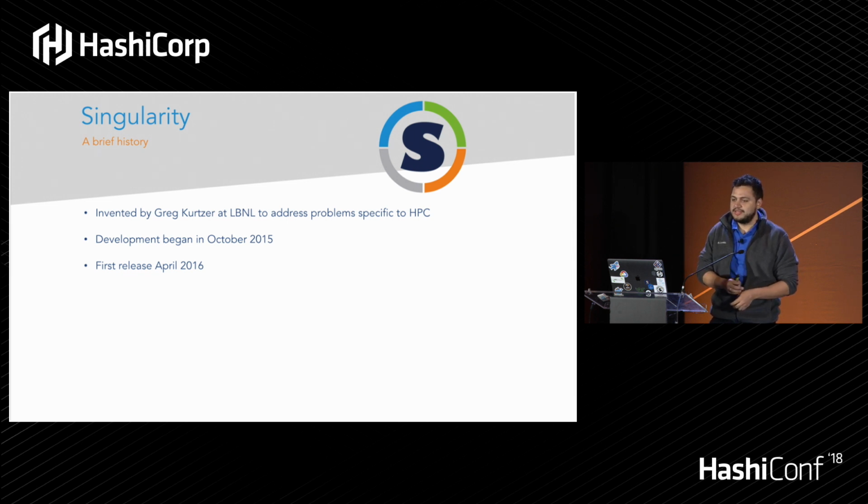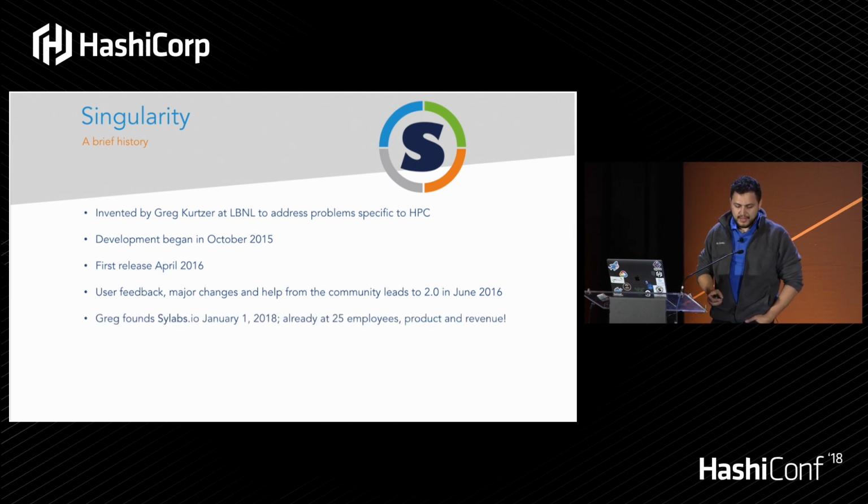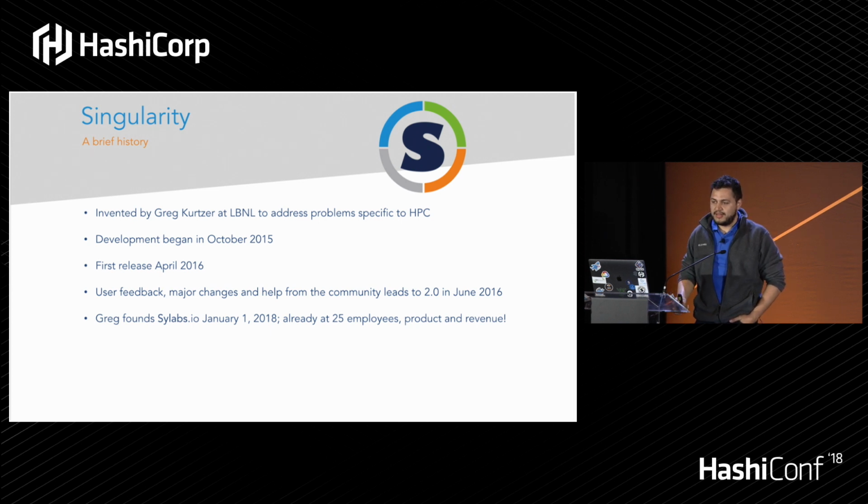The first official release was in 2016. In April, the 1.0 release. And 3 weeks ago, roughly a month ago, we released the 3.0 release. The user feedback really took us really fast to the 2.0 release, on which we supported squashfs images. And we took the project really beyond what it was in the 1.0 release. So with the success of the 2.0 release, Greg founded Scilabs in January this year, so we are a pretty new company. We have now 25 employees, and we have a suite of products to help you guys to run HPC workloads, and we are already getting users and revenue.